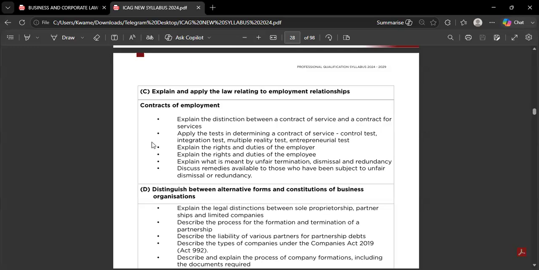We have the rights of the employee, we have the rights of the employer, and they all have their respective obligations as it relates to the law or the contracts of employment.